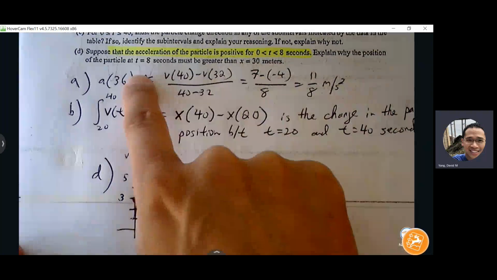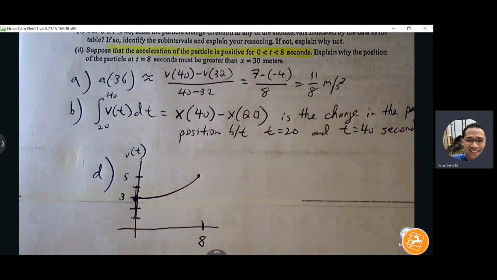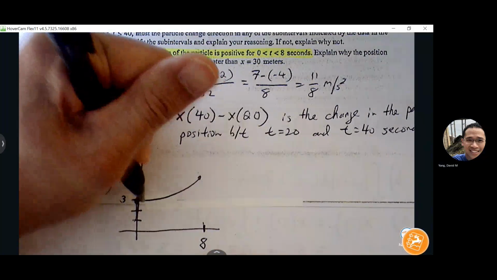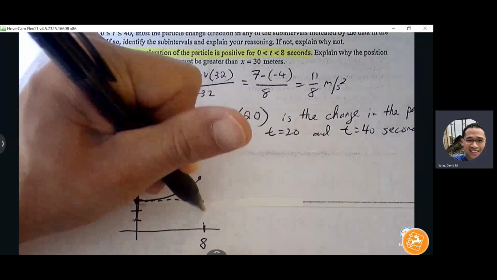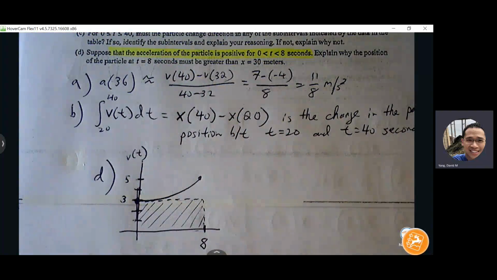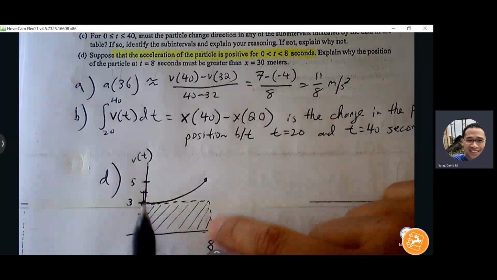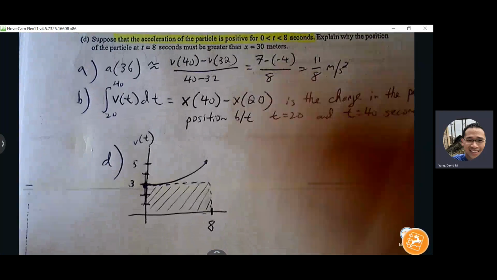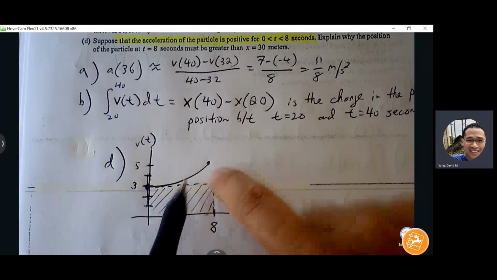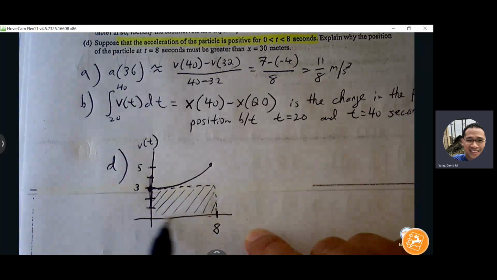Explain why the position of the particle at t equals 8 seconds must be greater than 30 meters. Okay. So worst case scenario, let's just figure out what is the area under this velocity graph, right? We know that area under the velocity graph is going to be displacement, right? That's going to tell us how much change in position is going to occur. So we know it's going to be more than this rectangular box here, but let's just do worst case scenario, right? Let's say that, at the very least, we don't know what this region is, but we know it's got to be greater than whatever this region is. What is the area of this box?